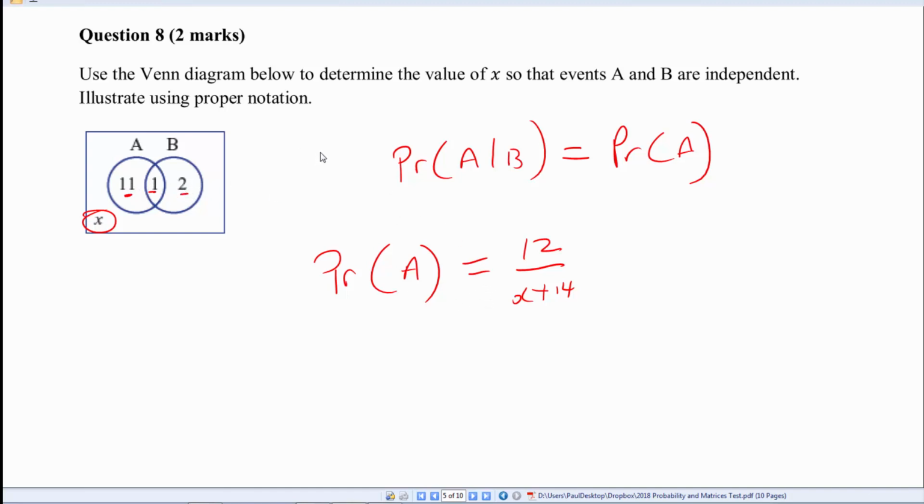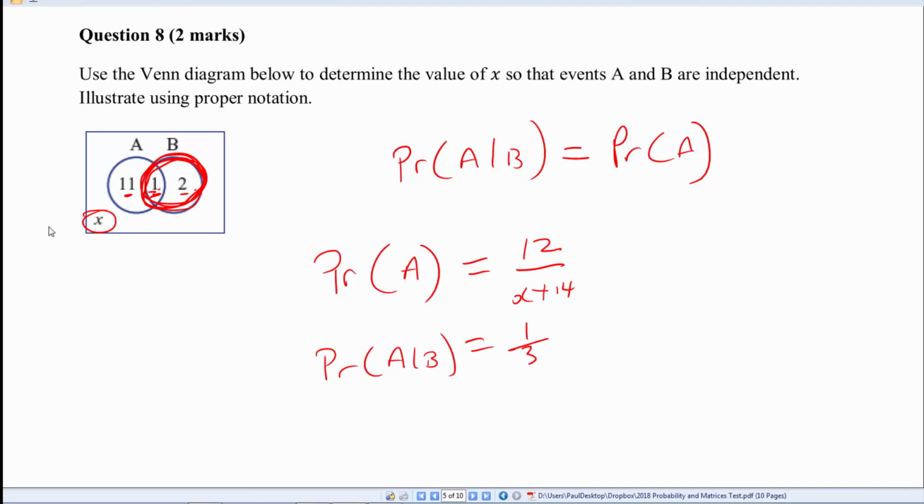Alright, now let's go for the probability of A given B. So what are the chances of A happening given B has happened? So B has happened. So that's where we are now. The chances of A happening, well, there's a 1 in 1 plus 2, 3 chance.